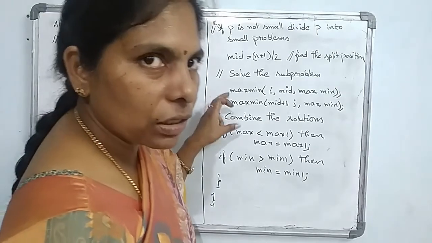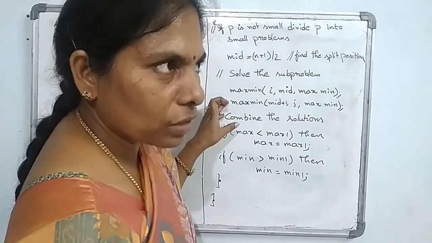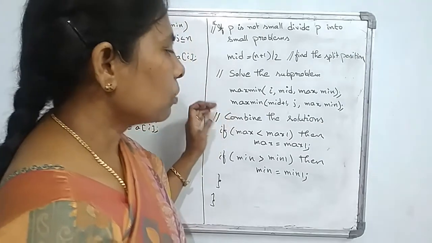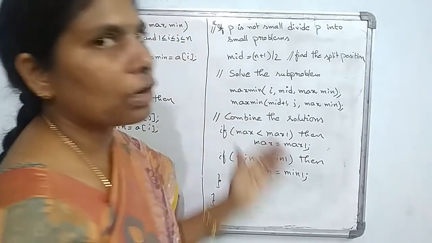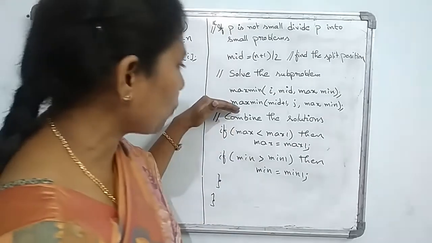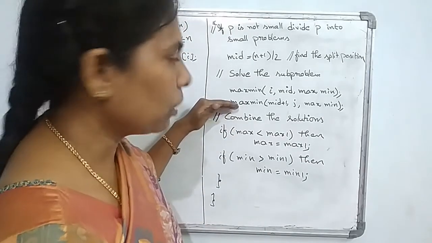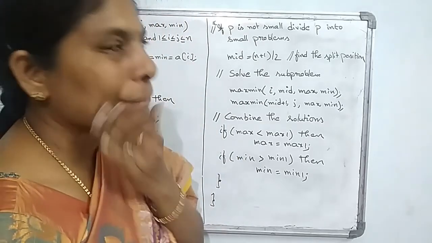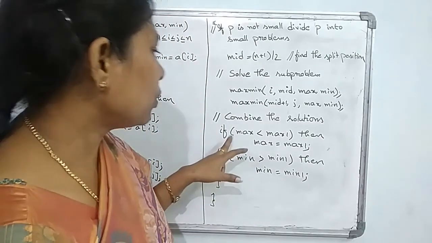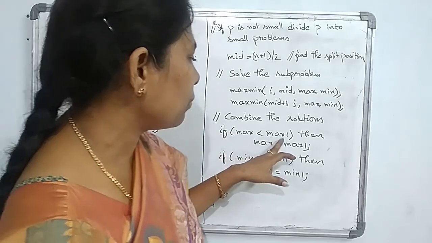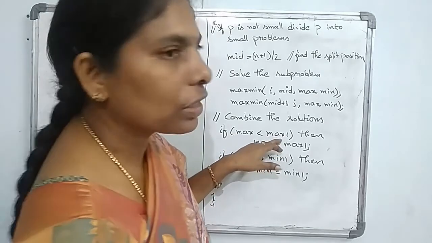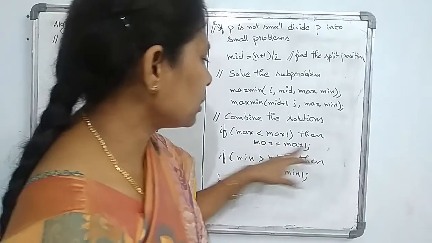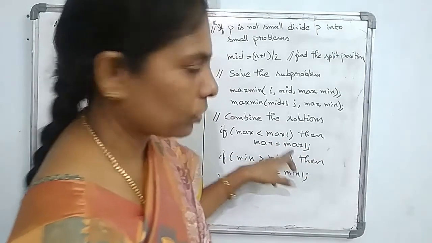After dividing the array into sub problems, you find the maximum and minimum, and then you combine all the solutions. Up to this point we have the division part. Now we are combining, and the combining means you apply the conquer process. In conquering, if max is less than max1, that means max1 is the maximum element of the subarray, then you set max equal to max1.